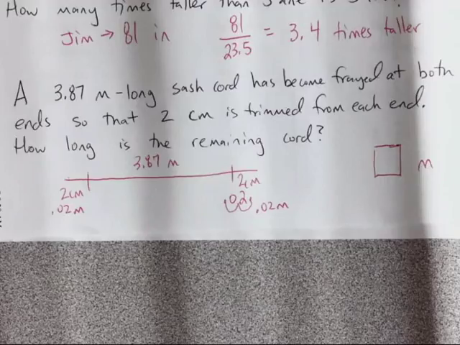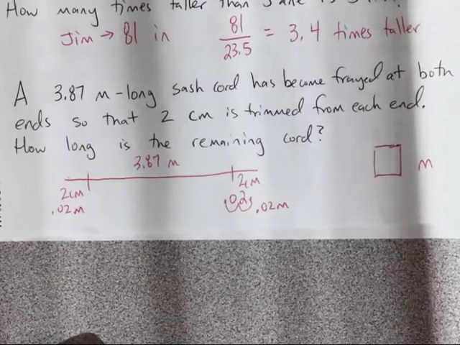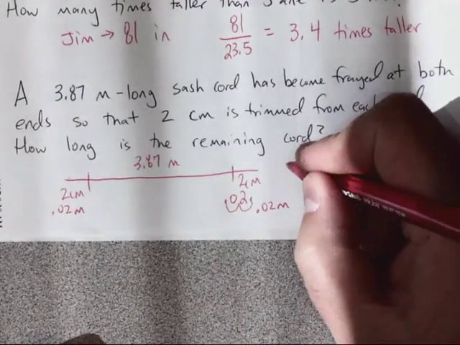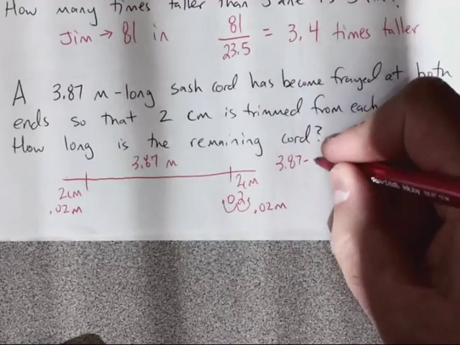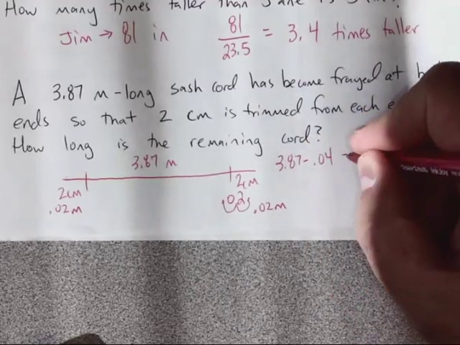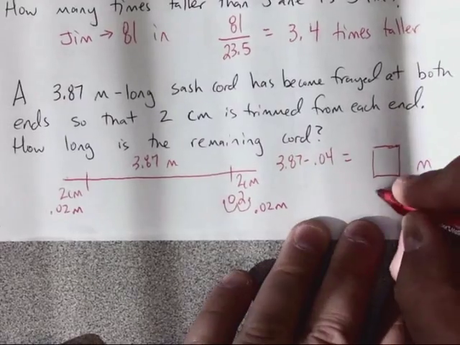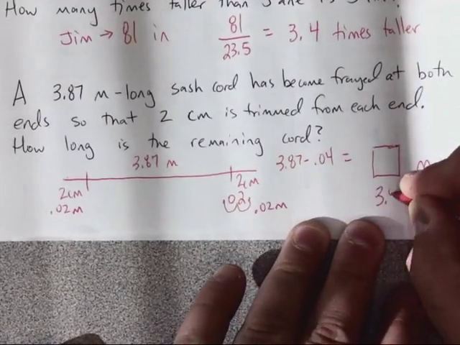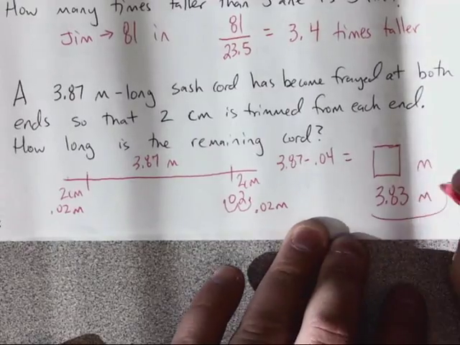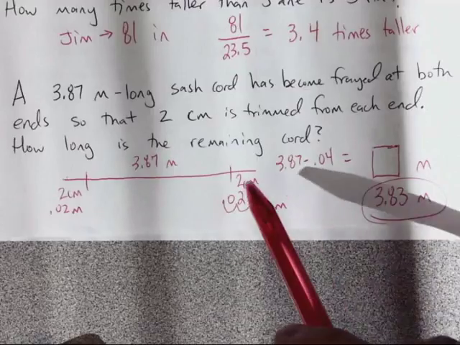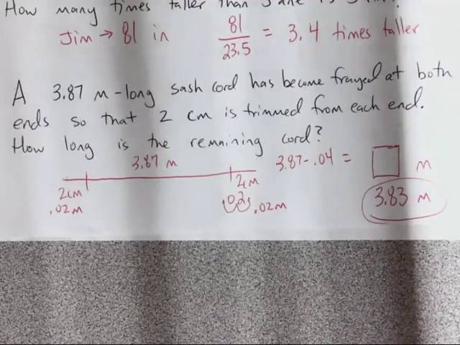So I'm taking 0.04 meters off. If I add both of those together, so basically 3.87 minus 0.04 should give me my answer of 3.83 meters. So just convert the centimeters to meters, that way everything's consistent, and then you can do the subtraction.